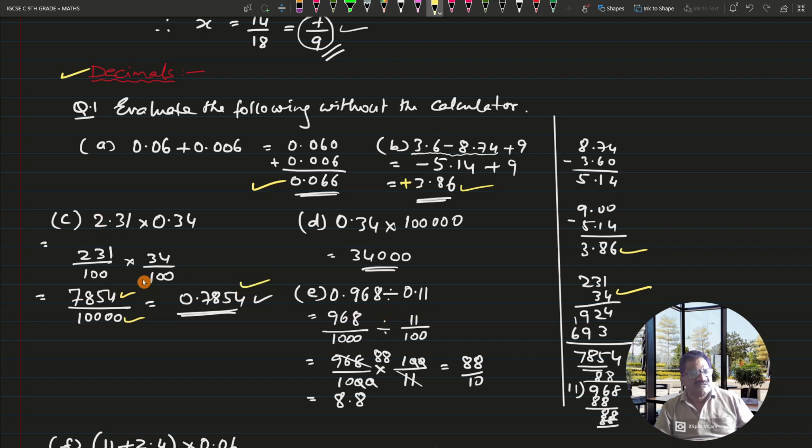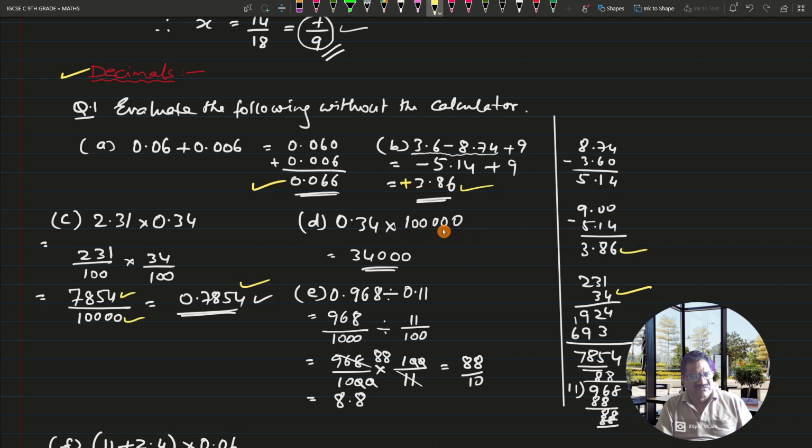So that was C. D is a similar one: 0.34 times 1 lakh. Now this is straightforward, when you have to multiply a decimal number by a number like this. Now here in 1 lakh, how many zeros are there?